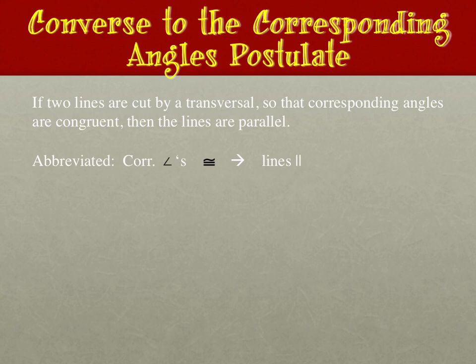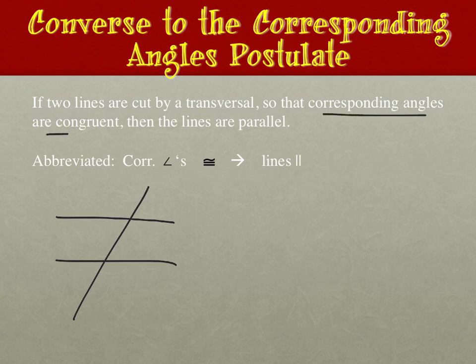All right, so the first one we're going to talk about here is the converse to the corresponding angles postulate. This says, if two lines are cut by a transversal, so we have two lines, we don't know if they're parallel, if they're not, I'm cutting them with a transversal, and I'm then telling you that corresponding angles are congruent.